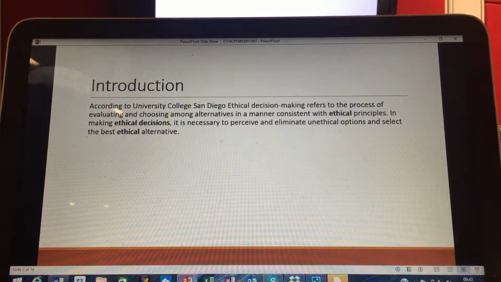So, before we delve into our case study, we'll give you some background information on ethics. According to University College San Diego, ethical decision-making refers to the process of evaluating and choosing among alternatives in a manner consistent with ethical principles. In making ethical decisions, it is necessary to perceive and eliminate unethical options and select the best ethical alternative.